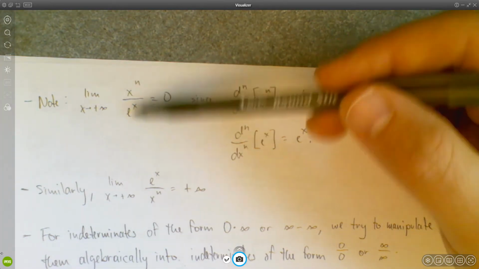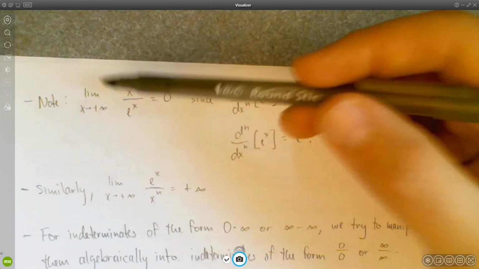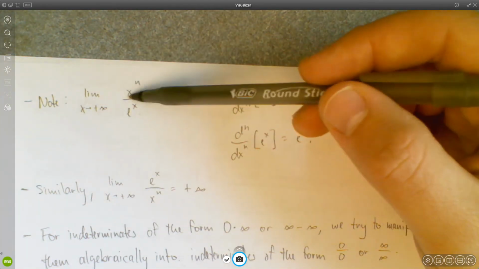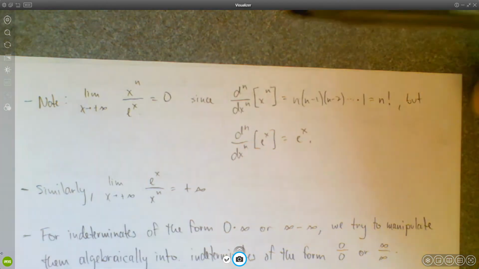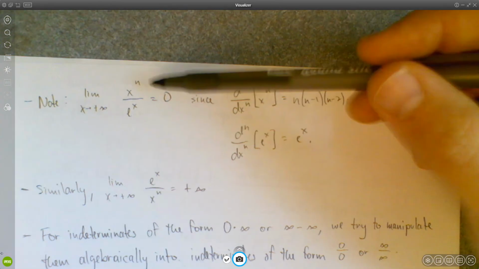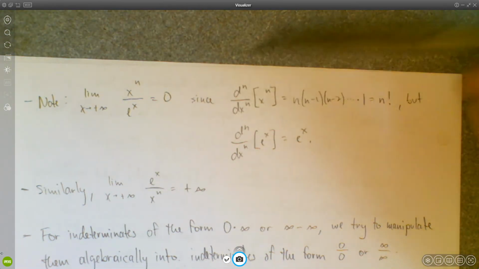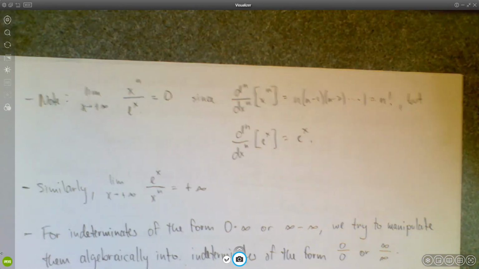Well, that's just going to be infinity over infinity again, right? So you apply L'Hopital's rule again, and you get n times n minus 1 times x to the n minus 2 over e to the x. That's still infinity, right? So you keep doing this over and over again, until you've taken the nth derivative of x to the n.